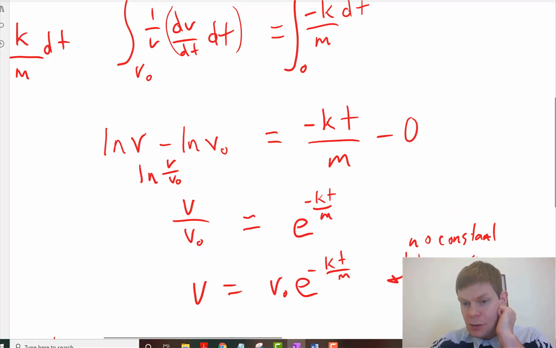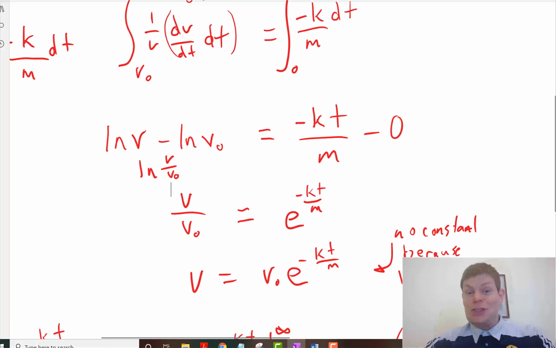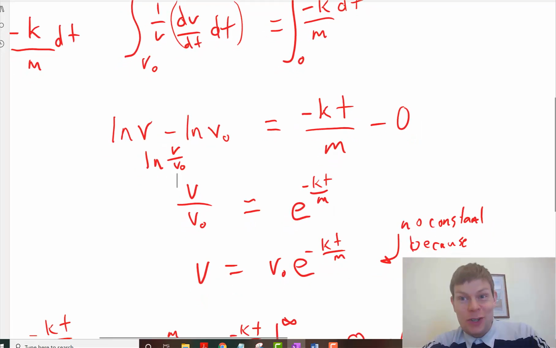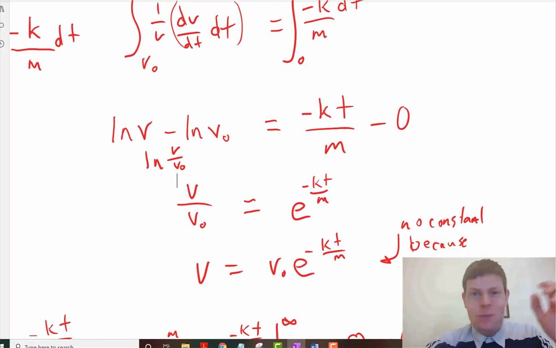There is no constant, because when t equals 0, this whole natural base term goes to 1, because anything to the power of 0 is 1. And so the whole thing ends up being v naught. So we don't need any extra constant term to deal with our initial conditions. And so that gets us part B. That's the differential equation that I really wanted to show you.